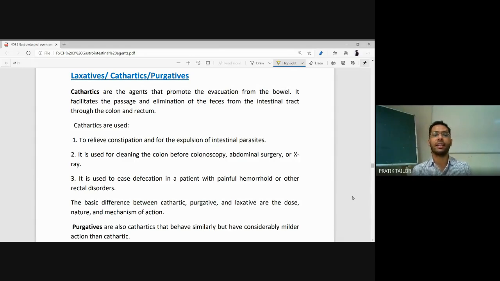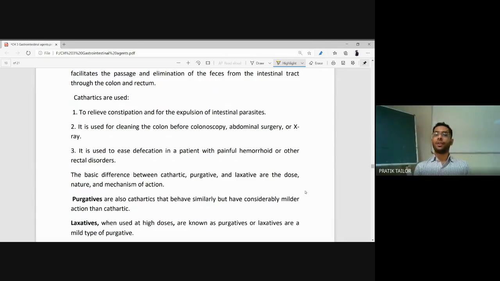Cathartics, let us define cathartics. Cathartics are the agents that promote the evacuation of the bowel, or you can say a defecation reaction. It facilitates the passage and elimination of feces from the intestinal tract. Mainly used in constipation. Cathartics can be used for constipation.